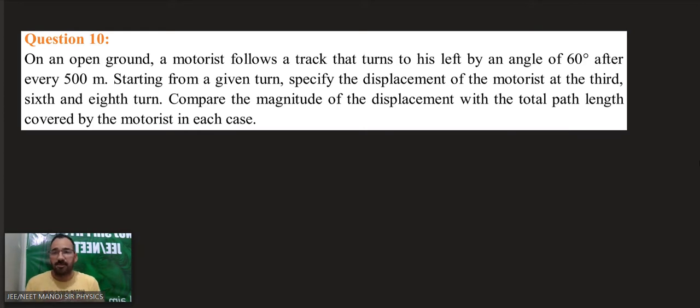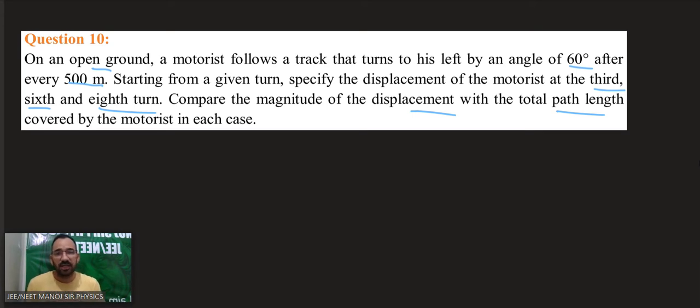Okay, so let's see what the question is. Let me read it. On an open ground, a motorist follows a track that turns to his left by an angle of 60 degree after every 500 meter. Starting from a given turn, specify the displacement of the motorist at the third, sixth, and eighth turn. Compare the magnitude of displacement and total path length covered by the motorist in each case.